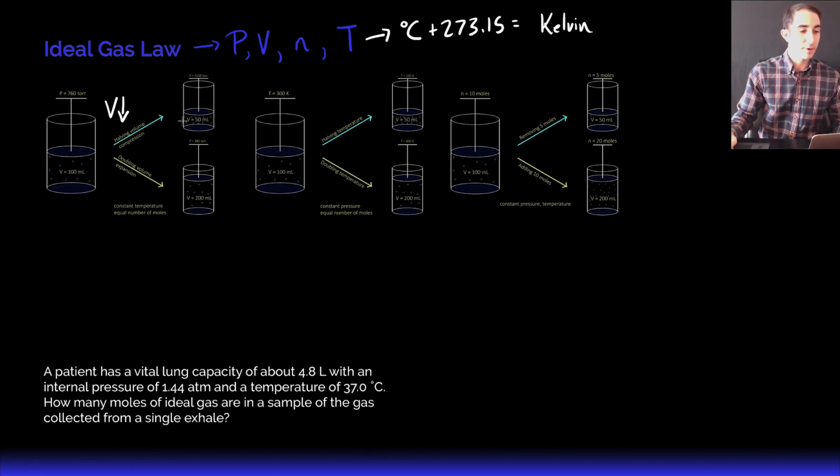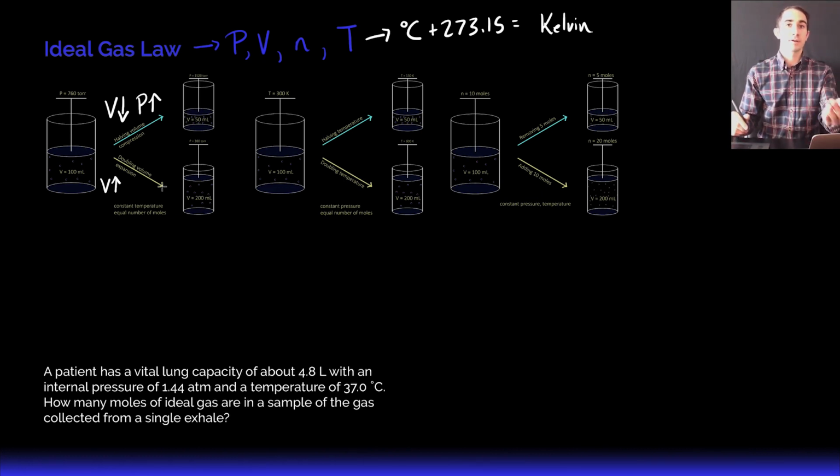And what happens to the pressure? Well, the pressure is actually going to double. So our pressure goes up. And so then we do the exact opposite. We double the volume, so the volume goes up. And you might guess what's going to happen to the pressure. The pressure gets cut in half. So the pressure goes down.